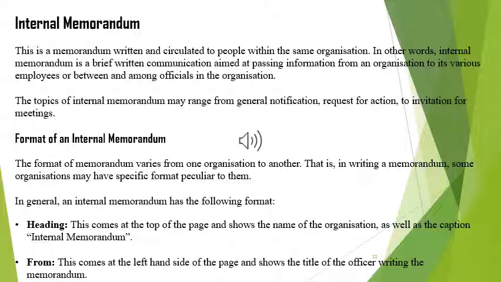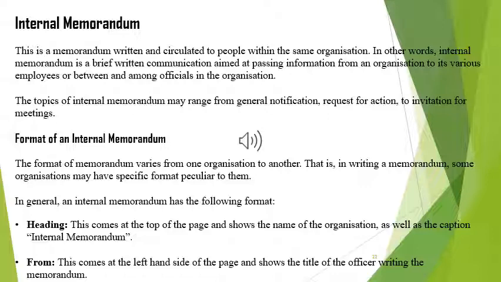But in general, an internal memorandum has this format: a heading, which comes at the top of the page, and it shows the name of the organization, as well as the caption, internal memorandum. So you see there's a heading, there's the name of the organization, and then you'll see internal memorandum written. And it also has a from. From comes at the left-hand side of the page, and it shows the title of the officer writing the memorandum. Could be from the general manager, could be from the chief executive officer, it could be from the director of finance, it could be from the head of security in an organization.